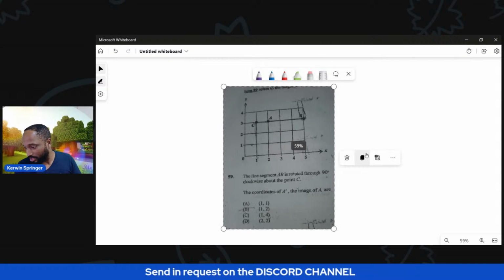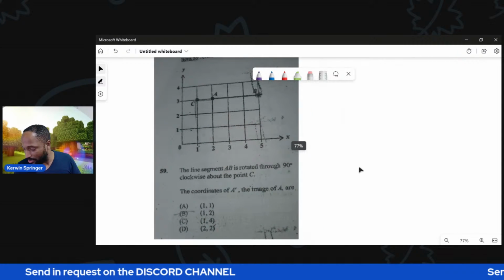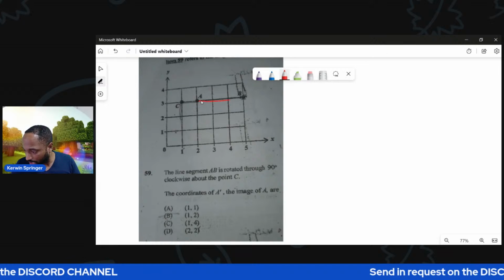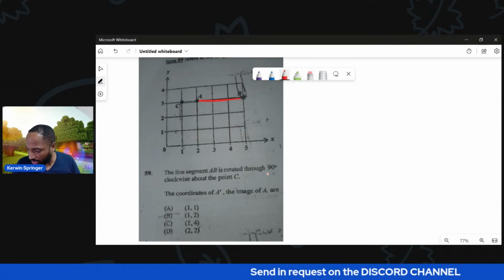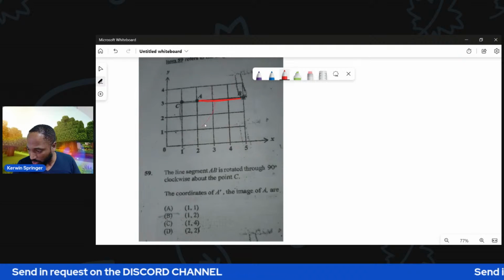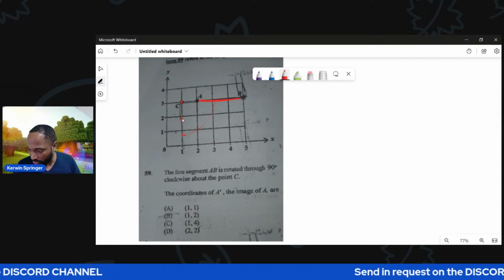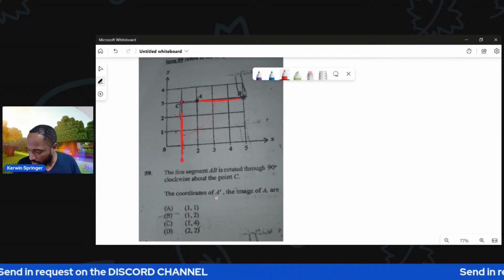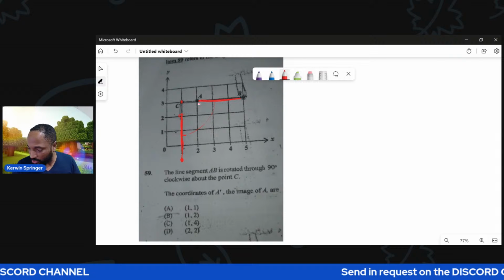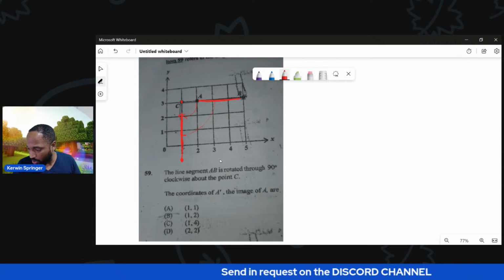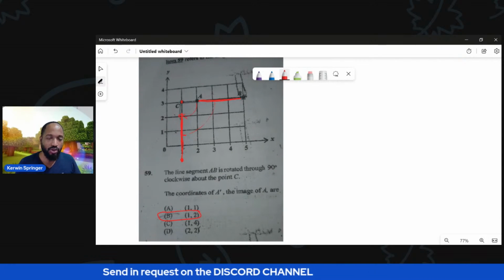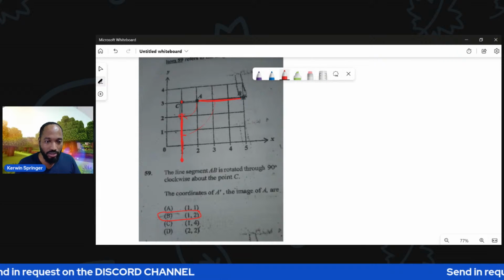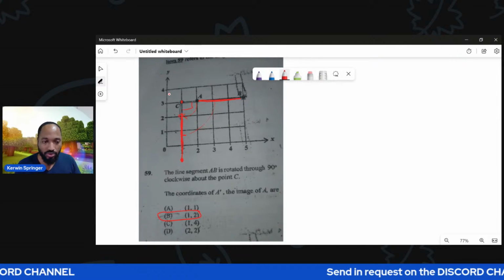Lauren, what's going on? The line segment AB is rotated, and I haven't seen AB good. AB there is rotated through 90 degrees clockwise about the point C. So if you rotate this clockwise, what will happen, Lauren? And it's about the point C. Can you see that something like this is going to happen? A is 3 in length, so one will be down there. The coordinates of A prime, the image of A, so A will go from there to there, would be (1, 2), B. That's how you do that one. That is 90 degrees, of course, clockwise.